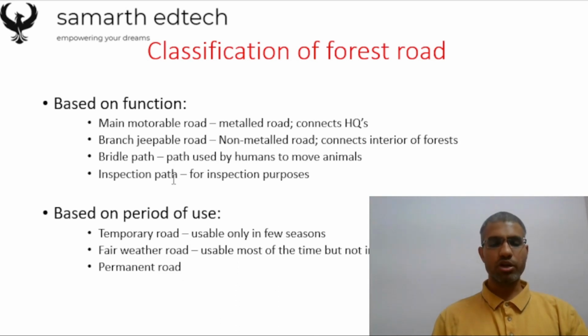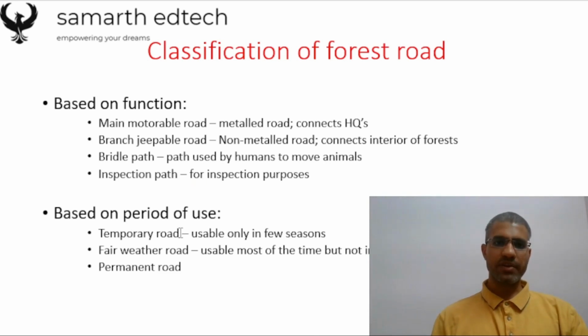So what is this main motorable road? A metal road which is generally connecting the headquarters of the forest offices, right? Then what is branch jeepable road? It is a non-metal road and it actually connects your interior part of the forest. Then the bridle path. Bridle path is generally used by humans, tribals to carry their animals, and inspection path is used by the subordinate forest officials for inspection purposes.